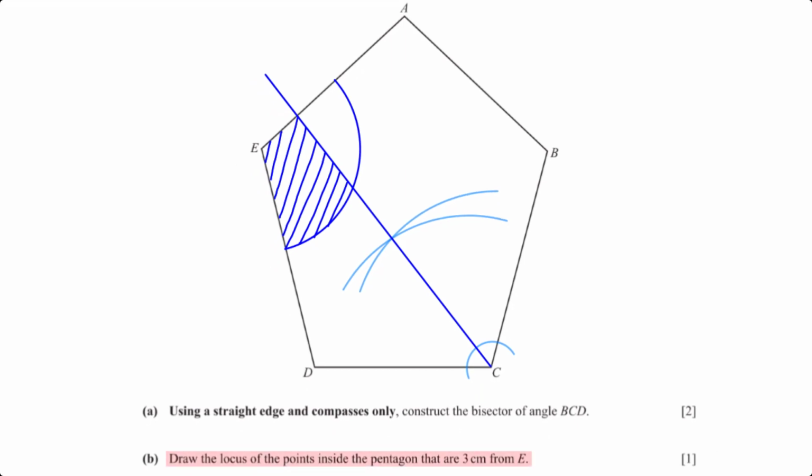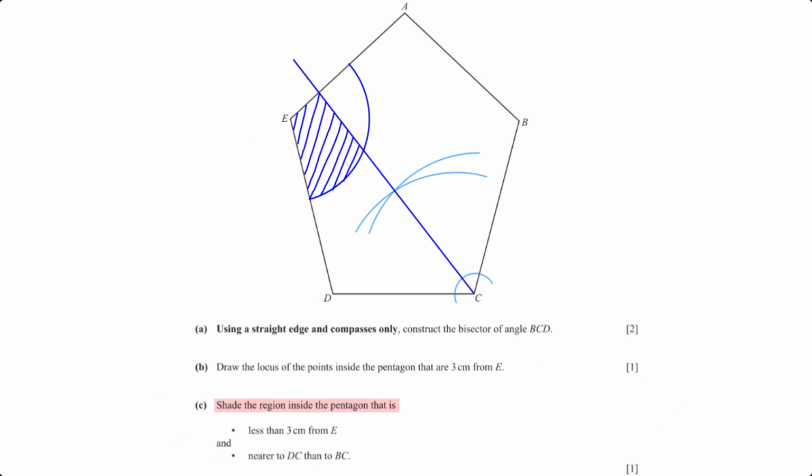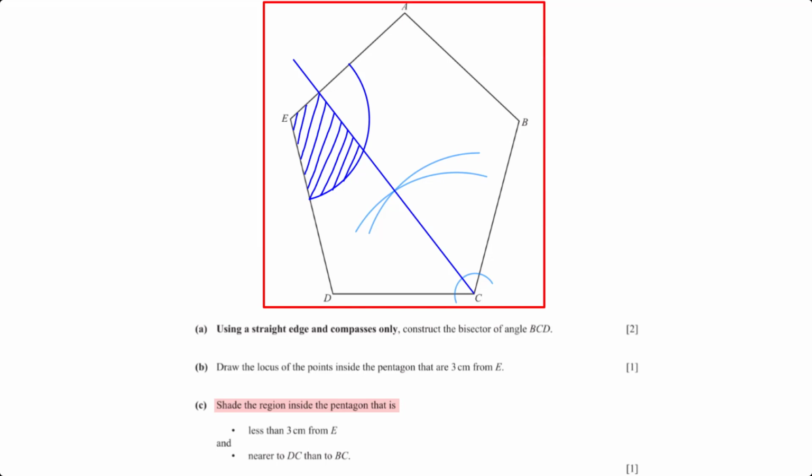Draw the locus of the points inside the pentagon that are 3 cm from E. First, we measure the width of the compass to be 3 cm. Then we stand at point E and inscribe an arc inside the pentagon. Shade the region inside the pentagon that is less than 3 cm from E and nearer to DC than to BC. This region has been shaded on the diagram.